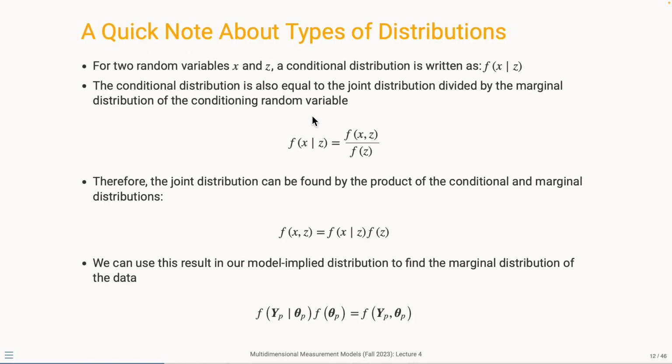If you have two random variables, x and z, the conditional distribution is often written f of x conditioned on z. Cool? Cool. The conditional distribution is also equal to the joint distribution of x and z, divided by the marginal distribution of z. So you can always look at conditional distributions this way, or joint distributions here.